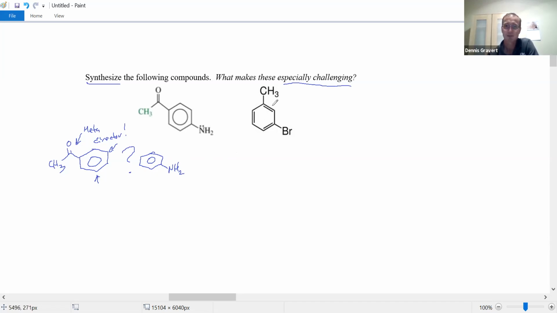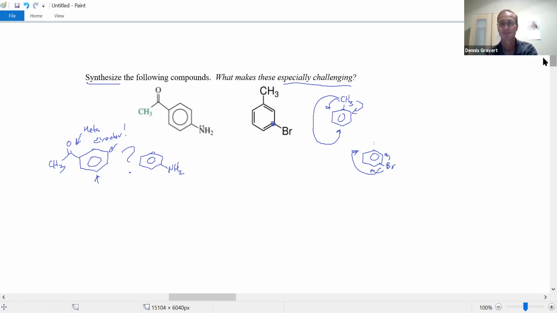And we have a similar problem here. If you start with benzene, do a Friedel-Crafts reaction to get the methyl group in place, well, that's ortho-para. But we want the meta. And you can't add bromine first. Well, you could. But once the bromine's in place, it's also ortho-para directing. And we want it to go meta. So that's not going to be the major product. That makes these two molecules especially challenging.